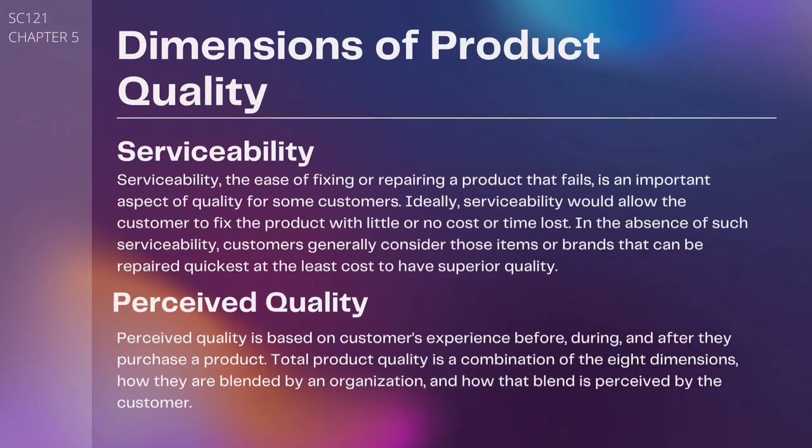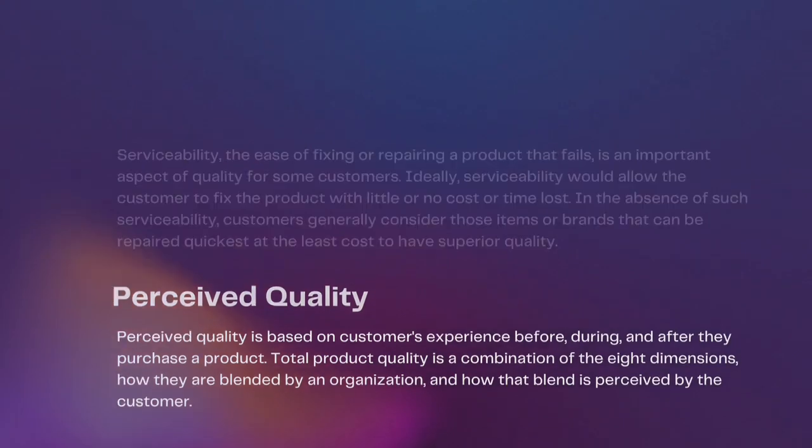Perceived quality. Perceived quality is based on customers' experience before, during, and after they purchase a product. Total product quality is a combination of the 8 dimensions, how they are blended by an organization, and how that blend is perceived by the customer.